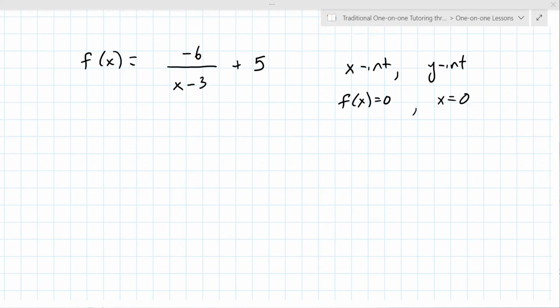I'm not sure if this is right, but I think I have an answer. Okay, go ahead and give me your answer. X equals 21 over 5.